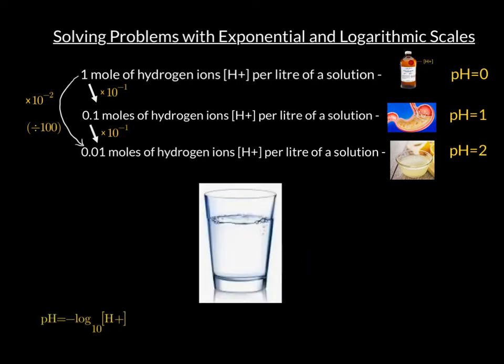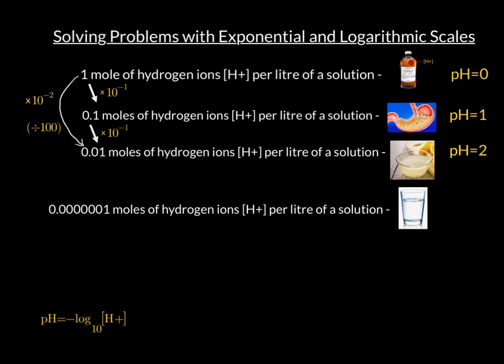Pure water is not an acid at all. Once you get below 0.000001 moles of hydrogen ions per liter of solution, it's no longer an acid. So pure water is neutral. Can you either guess or figure out the pH of pure water? Pause the video, take 10 seconds, see if you can get it.